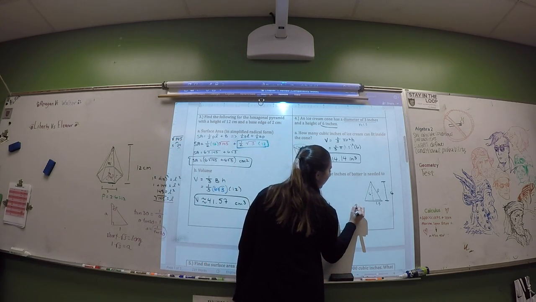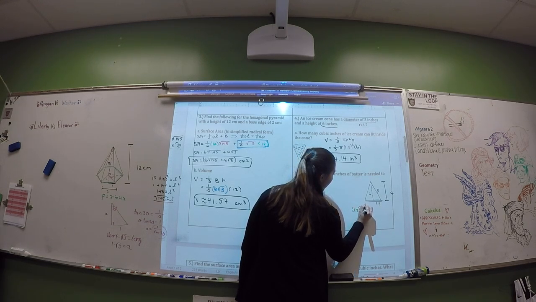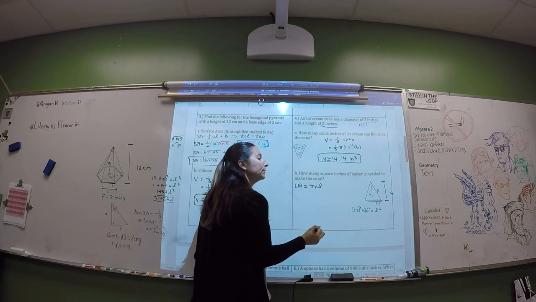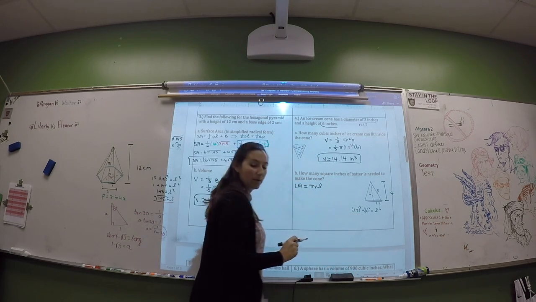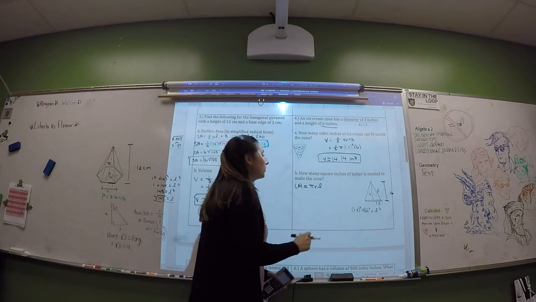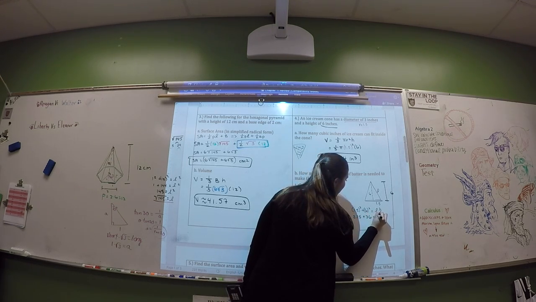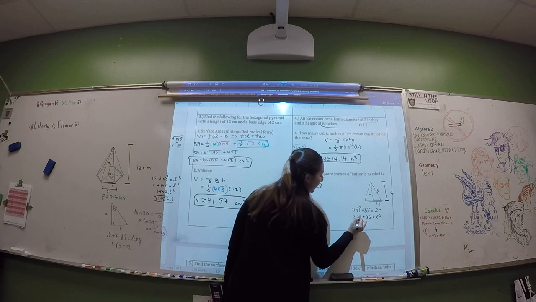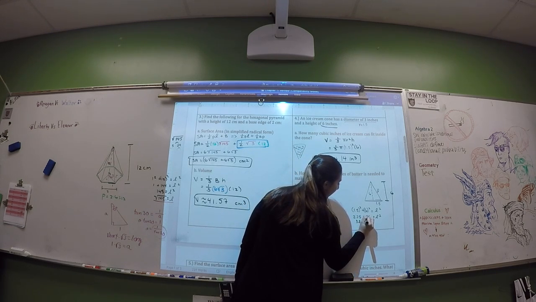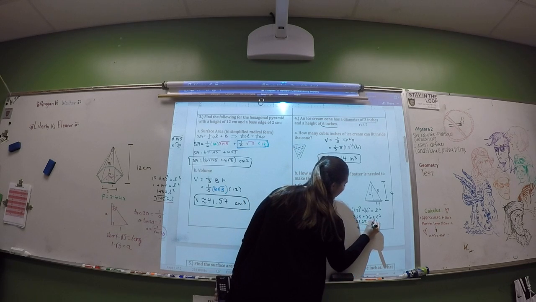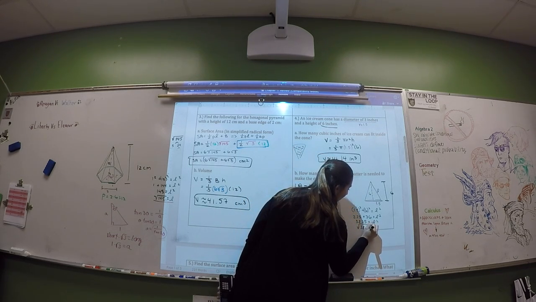So we're going to do 1.5 squared plus 6 squared equals l squared. That's 2.25 plus 36 equals l squared. That's going to be 38.25 equals the slant height squared, and then the square root of that is your slant height.